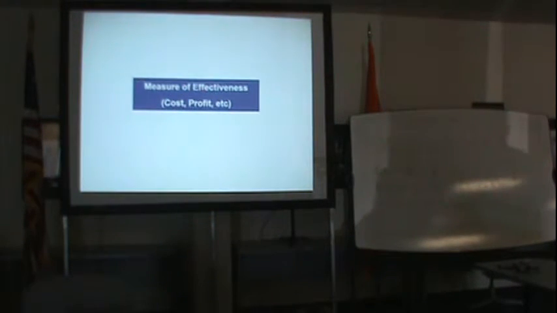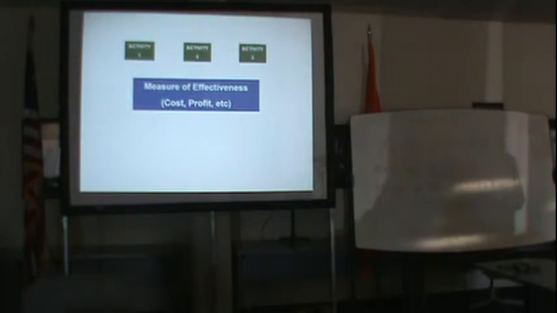Now what is the measure of effectiveness? Cost, profit, etc. Activity 1, activity 2, activity 3, and then each activity has to have a contribution into the measure of effectiveness, into the cost, into the profit, and so on. Now, what is the contribution for one unit of the activity? When the activity level is set equal to 1, then the contribution of that activity is C1. When the activity level for the second activity is 1, then the contribution will be C2. That's data. And the other one will be C3.